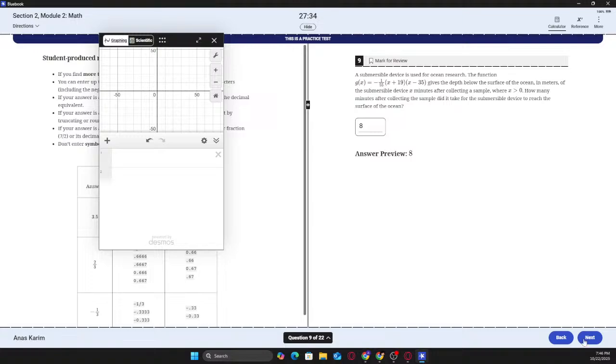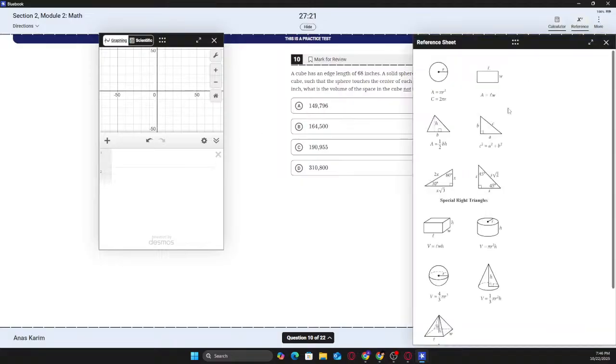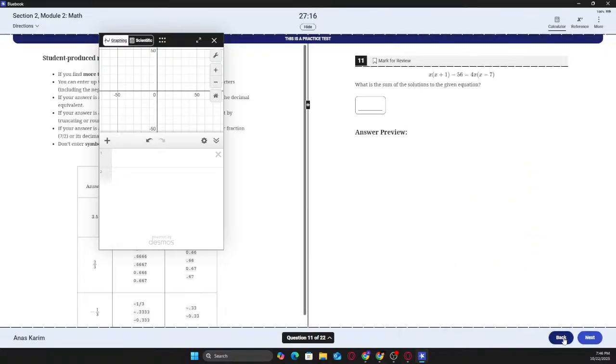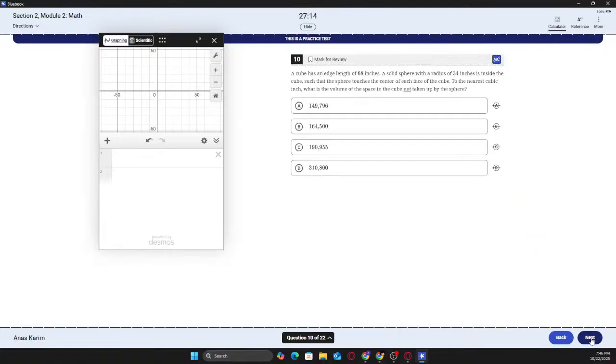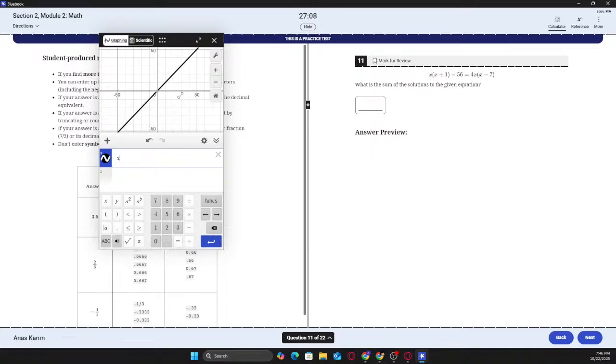Okay. A cube has an edge length of 68 inches. A solid sphere has a radius of 34 inside. So this is more of geometry, so I'm probably gonna skip it. If you don't understand the question, just skip it, because you can probably use Desmos on it, but I'd rather spend my time using Desmos for easier questions.